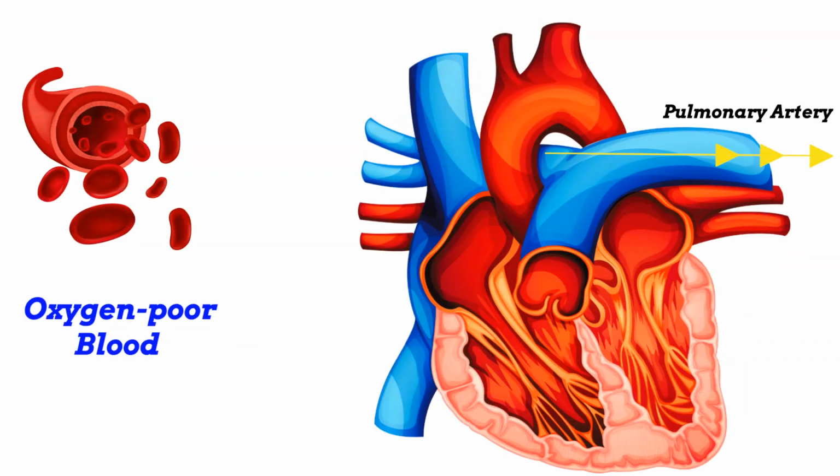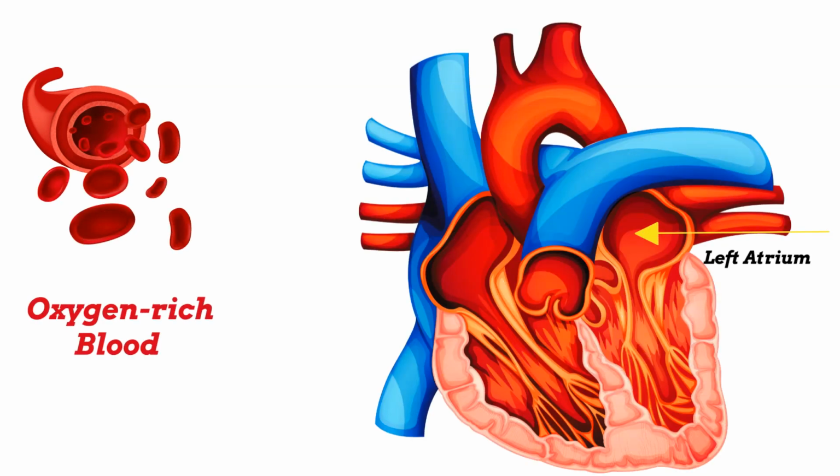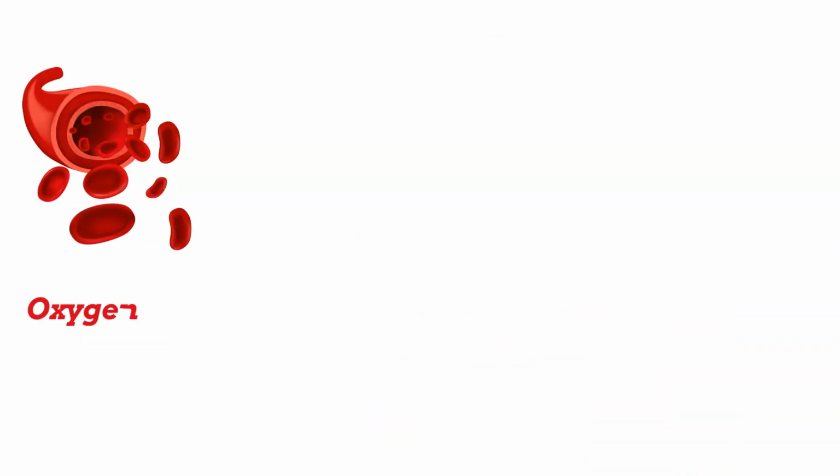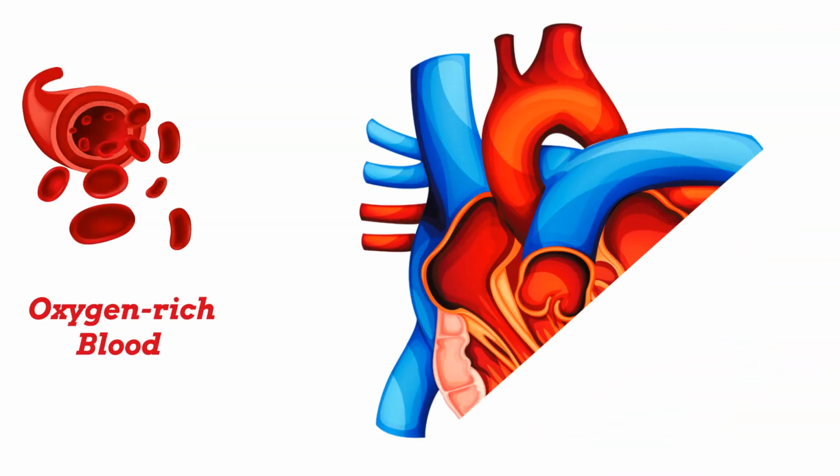In the lungs, the blood receives oxygen and releases carbon dioxide. Followed by this, the oxygen-rich blood returns to the left atrium of the heart via the pulmonary veins. From the left atrium, the blood flows to the left ventricle. The left ventricle then pumps the oxygen-rich blood to the body through the aorta.